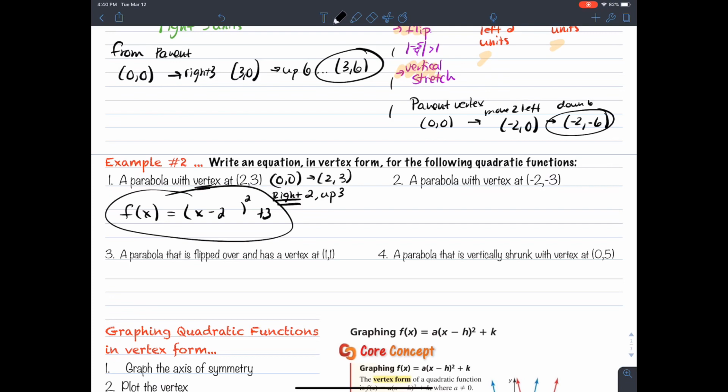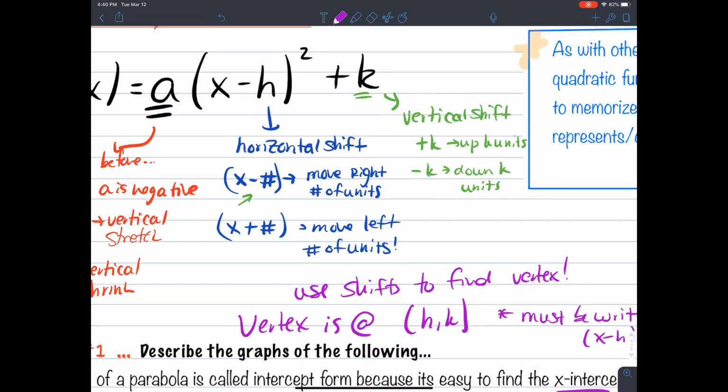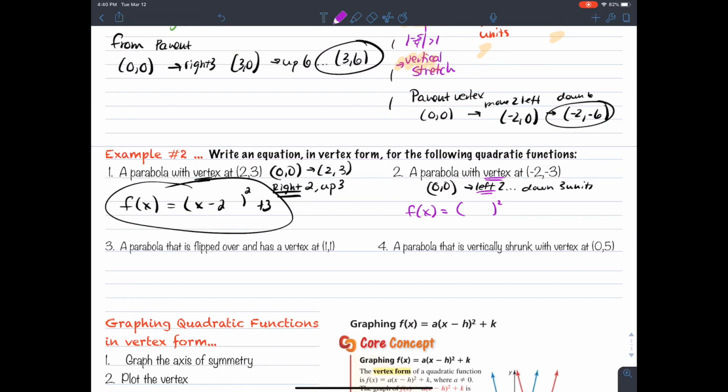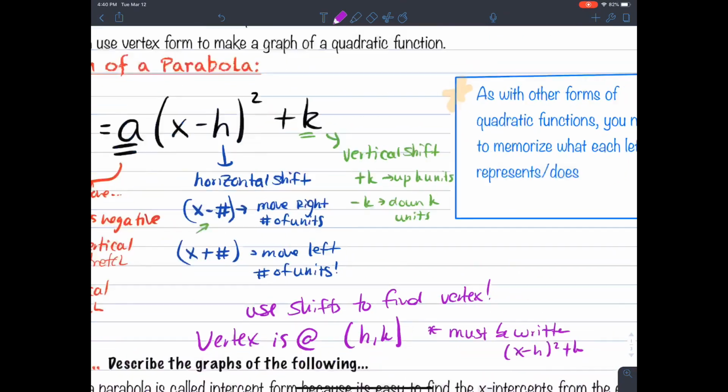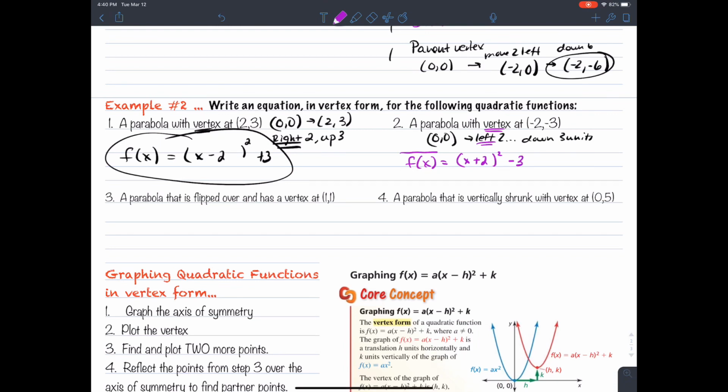Now again, with this one, if we compared it to the parent, which was at (0, 0), this one moved left 2 units and then down 3 units. So following the same idea, if it's going to be quadratic, we start with f(x). And since we want to have the vertex, we're going to use vertex form. Now, if I want to move left 2 units, going back to our notes, moving left is actually adding that number. So I'd want to take x and add 2. And again, if I want to move down, that's the number at the end, and a negative number would move it down. So we have a minus 3.